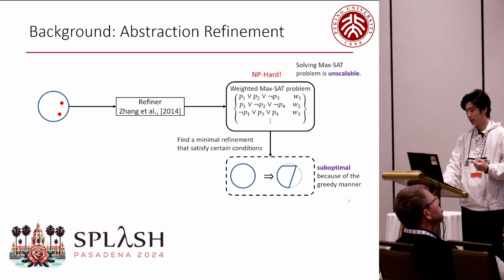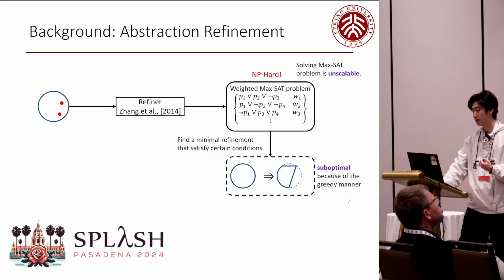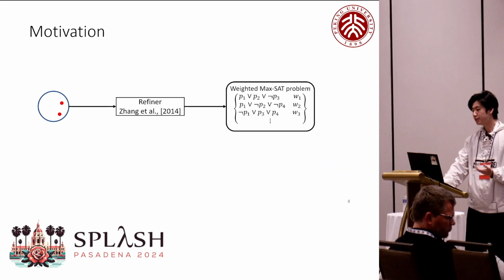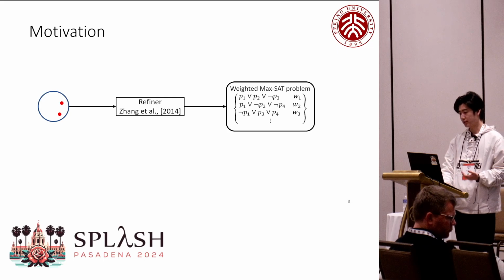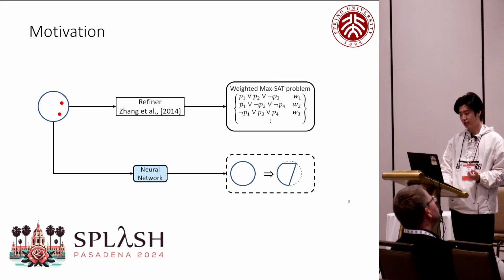Furthermore, the max sat solver works in a greedy manner and cannot predict the effect after refining certain parameters, so it provides suboptimal refinements. Since neural networks have shown their amazing power in many fields, our initial motivation is to use neural networks to determine refinements.